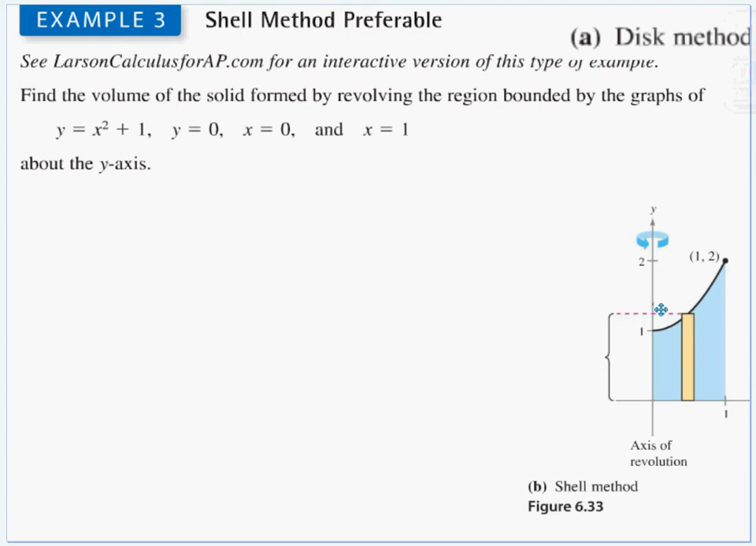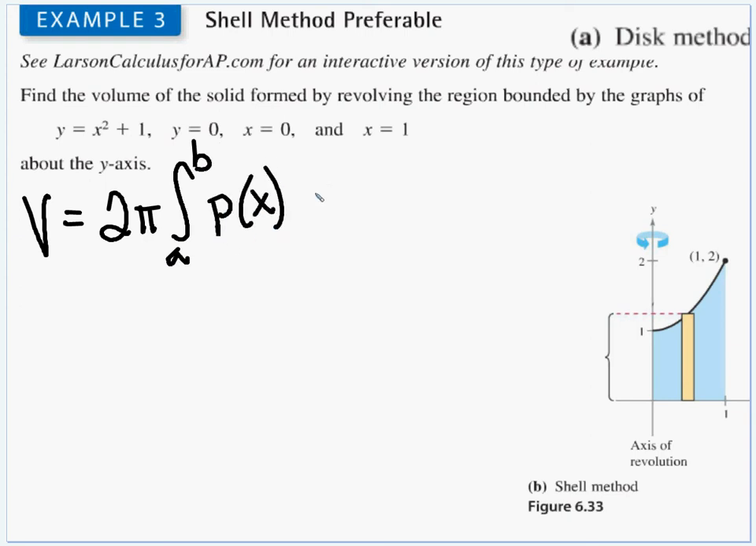So first, I'm going to write out the formula as a blank. Volume equals 2 pi. In the picture, we are perpendicular to x, so we're going to go to the x-axis. I'm going to use a and b. And then we're going to have p of x, h of x, dx.